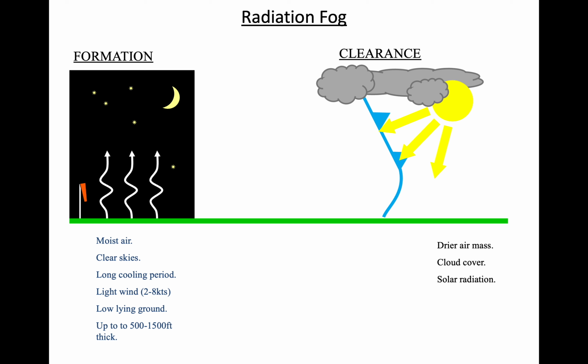Solar radiation, effectively heating it up, is going to warm that air up and therefore take the temperature of that air above its dew point. And we talked about it, if we've got increased wind, it's effectively going to blow that fog away. That is radiation fog, nice and simple.